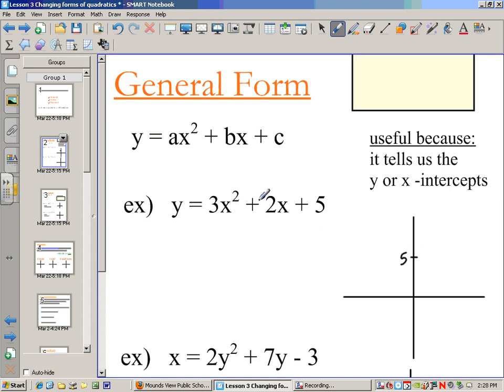The problem with the general form is it doesn't tell us much else. We have no idea if it comes down like this, or like this, or like this. Hopefully you can see that all we know is that it's going to pass through 5.